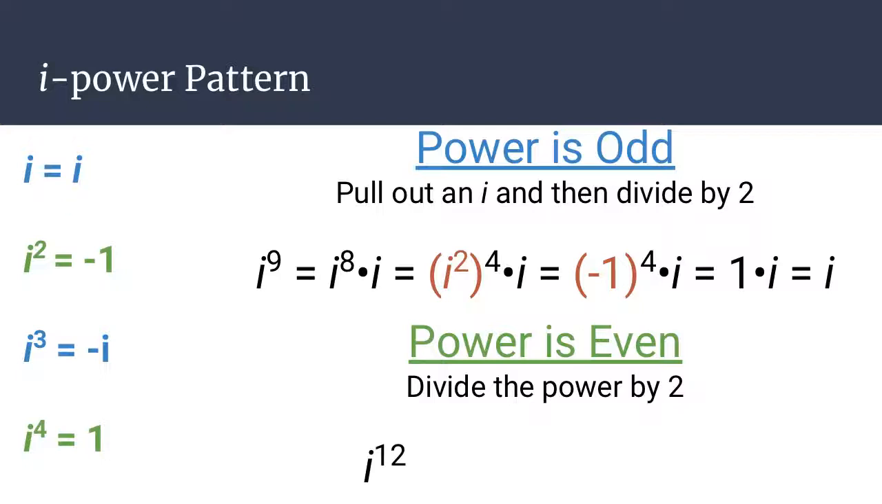Now, another example, if our power was even instead, you have i to the 12th. There's no reason that you have to pull out an i like we did in our previous example, so all you need to do is divide that power by 2. So i to the 12th, divide that by 2, that's i squared to the 6th, since 2 times 6 is equal to 12. And i squared is -1. And of course, -1 to the 6th power, since 6 is even, is going to be +1.